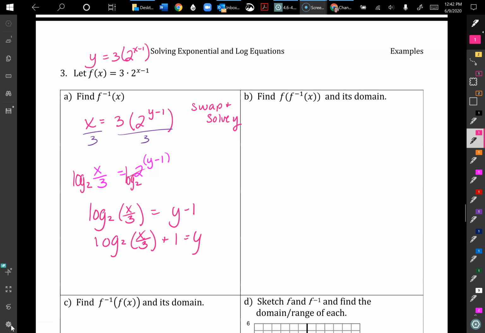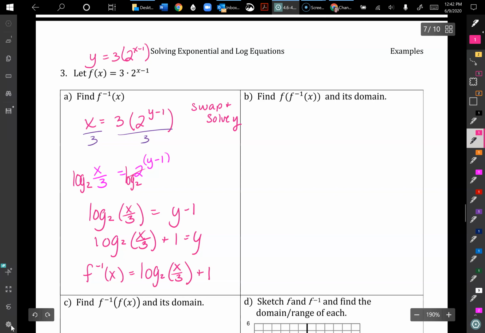And now we have y, or I'm going to change that over to f inverse of x equals the log base 2 of x over 3, plus 1. Now that's my inverse function. We can see how they relate, that the log is an inverse of the exponent and vice versa. So the next step is to check to see if that's true, if it works out.